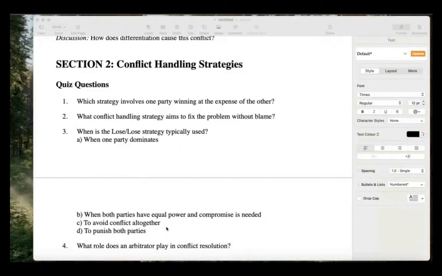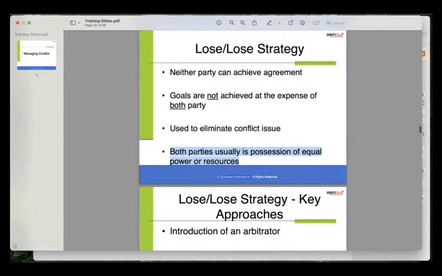Okay, that's more for B. Yeah, so this is about the lose-lose strategy. It is mentioned here that in this, both parties usually are in possession of equal power. So that is what happened in this.